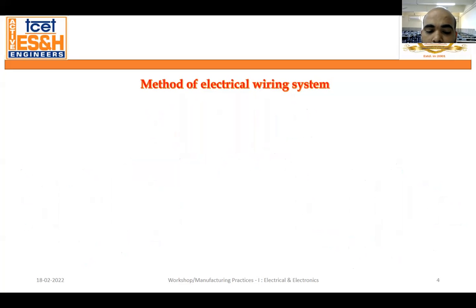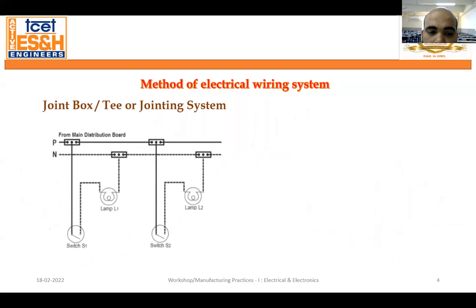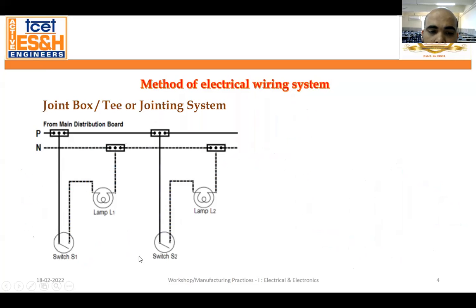Next, we'll see the methods of electrical wiring systems. We have different types. The first is the joint box or T jointing system. Let's have a look at how it looks. This is the actual positioning of the jointing system. In this method of wiring, the appliances are connected through the joint. You can see here a switch, and a lamp connected through this part.